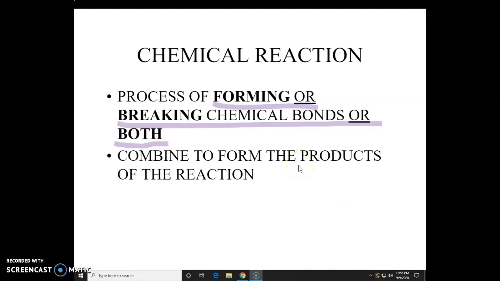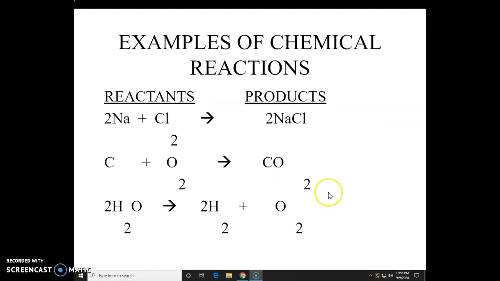Now, chemical reactions. This is when you form or break chemical bonds. And they combine to form the products. Product is what you end up with, just like in math. And here's an example of some. You don't have to write these down, but here we have salt coming together to make sodium chloride. Here we have carbon and oxygen coming together to make carbon dioxide. And we have water breaking down to hydrogen and oxygen.